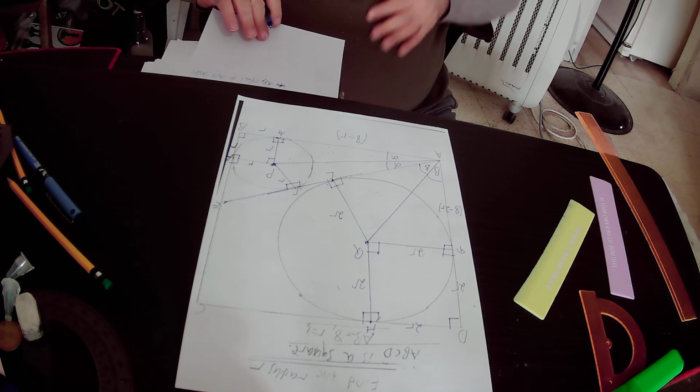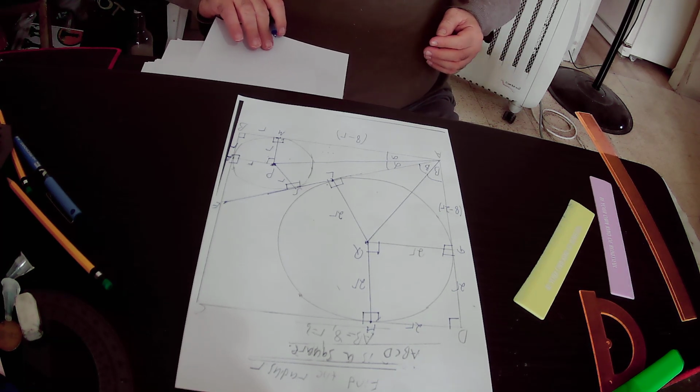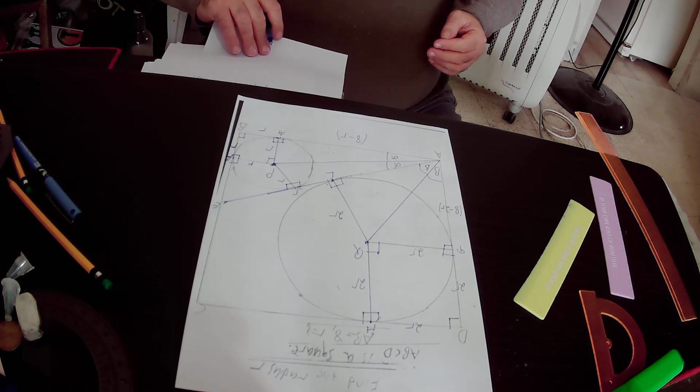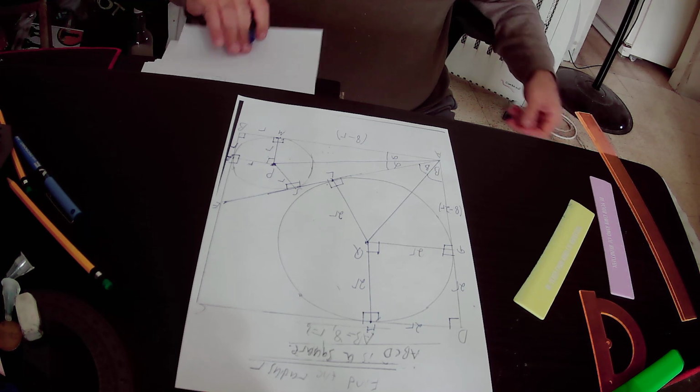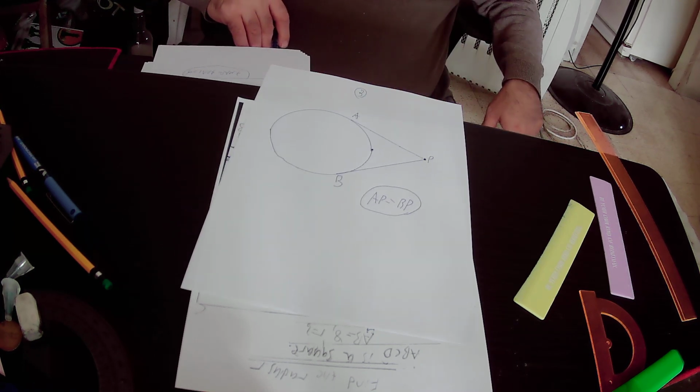Okay, so according to rule number 2, if from an external point two tangents are drawn to a circle, then the lengths of those two tangents are equal to each other. So here I'll explain the meaning of rule number 2.